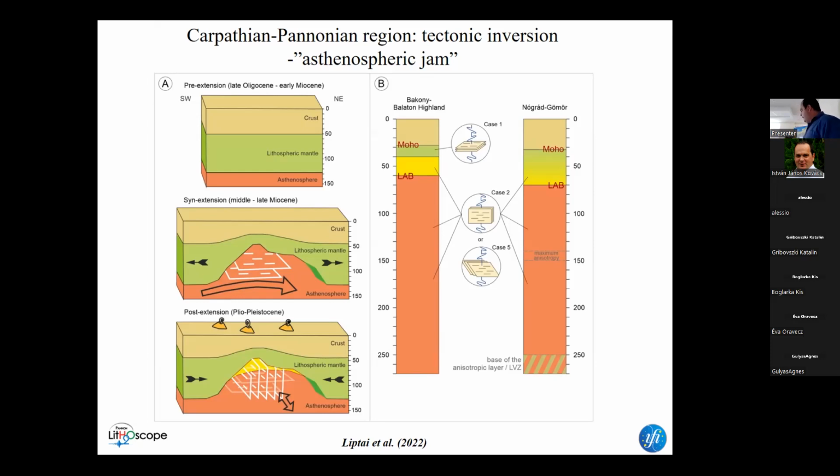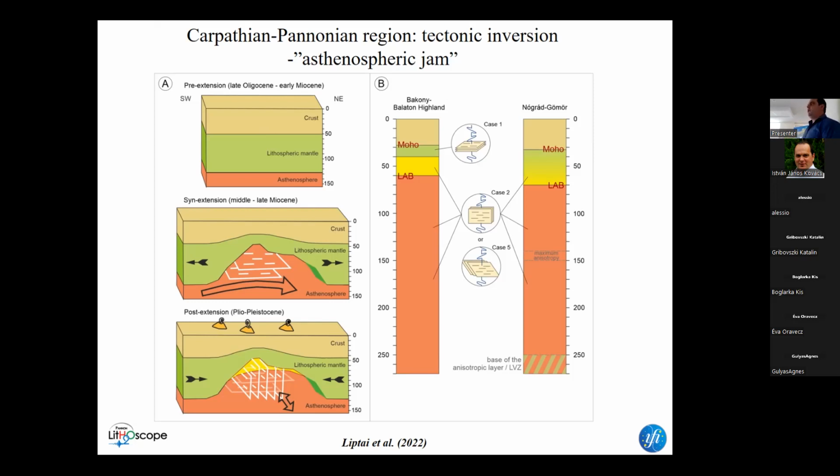And very early on, when 10 years ago we published first results on the SKS data, we thought that the story is relatively easy. We have the Adriatic indenter, we have the stable Europe, and then we have a kind of trap for the asthenospheric dome when it's under compression. Now we think the story is a little bit more complicated and more regional, because the Trans-European suture zone is a very important tectonic barrier on the east.